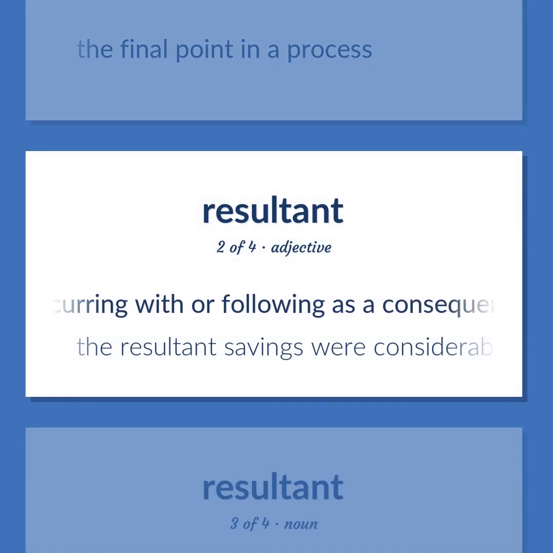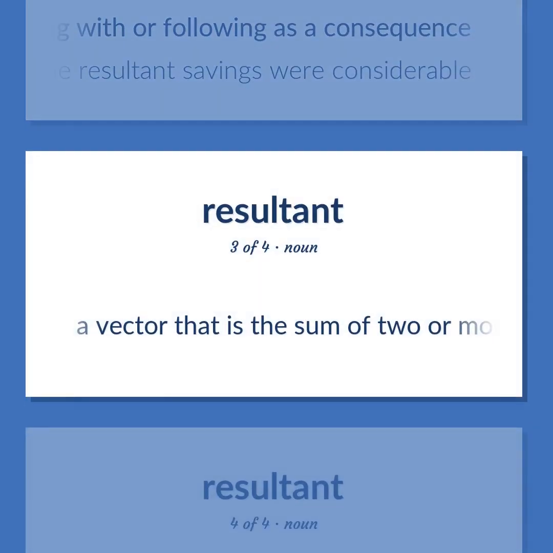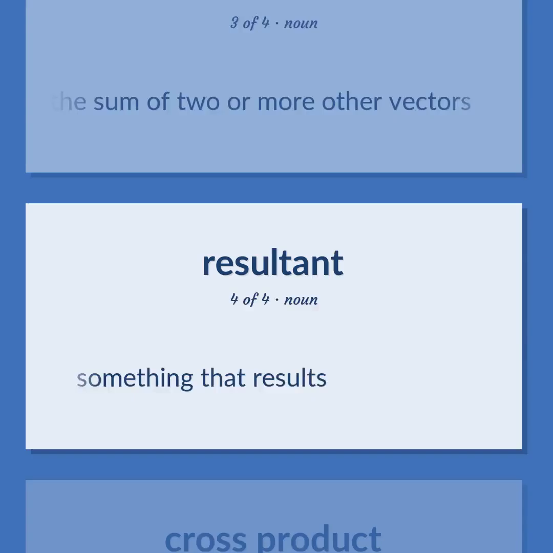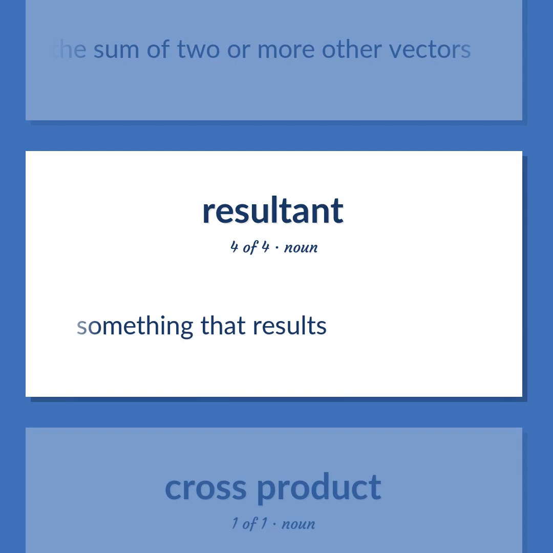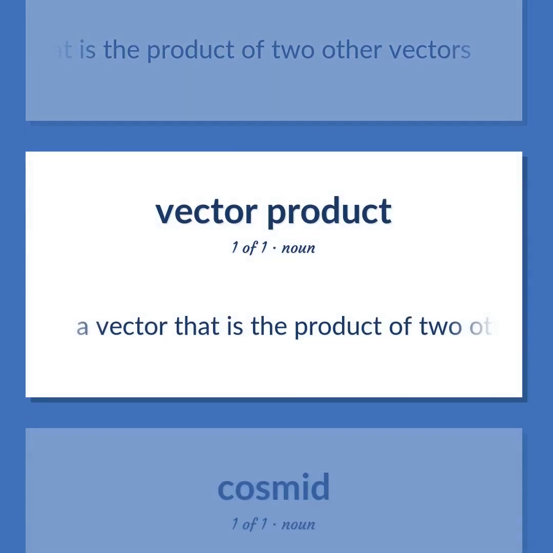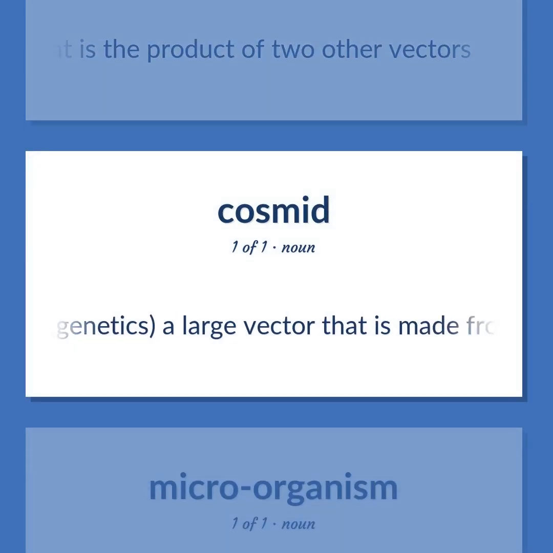Occurring with or following as a consequence. The resultant savings were considerable. A vector that is the sum of two or more other vectors. Something that results. A vector that is the product of two other vectors. Genetics. A large vector that is made from a bacteriophage and used to clone genes or gene fragments.